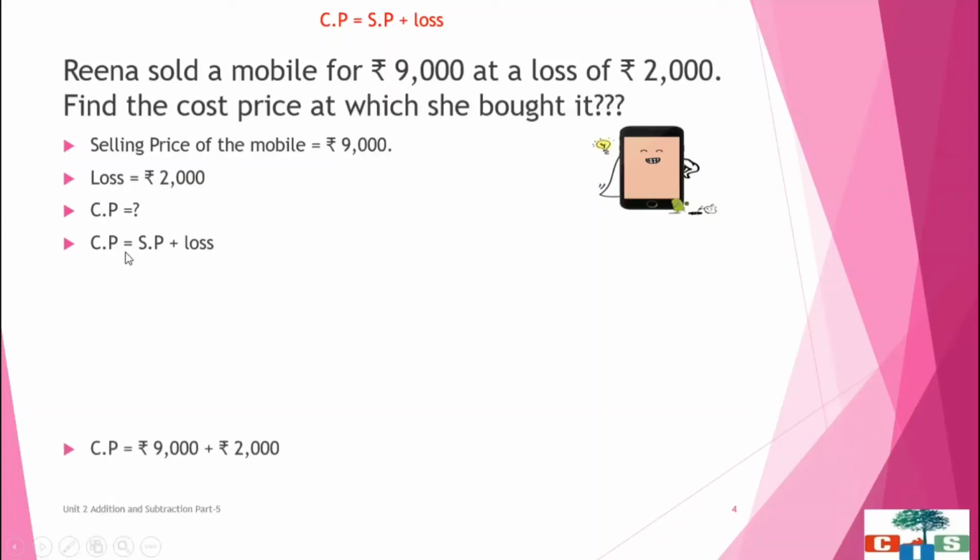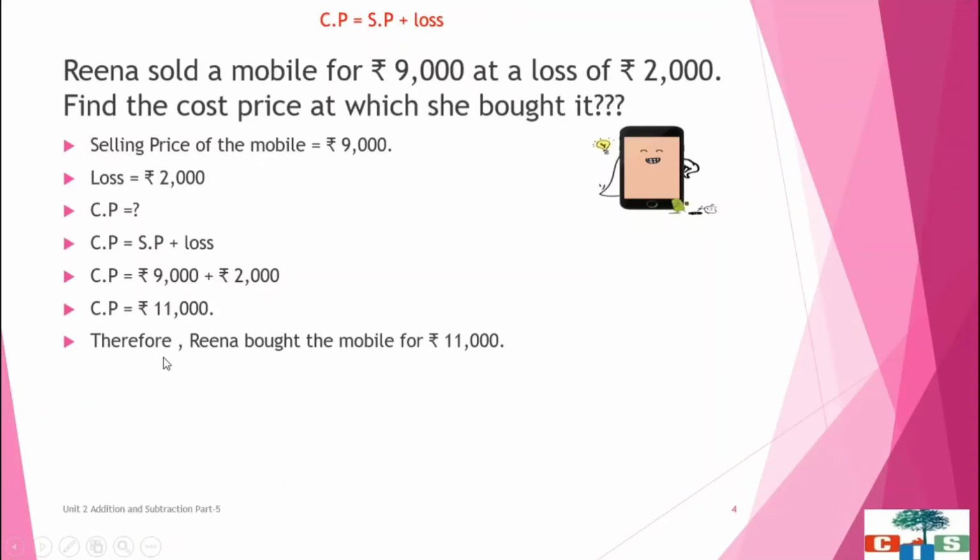Okay, so selling price is 9,000 and loss is 2,000. So we will add this to get the cost price. So when we add 9,000 and 2,000, it is equal to 11,000. Therefore, Reena bought the mobile for rupees 11,000 and sold it for rupees 9,000, in which she made a loss of rupees 2,000. Okay.